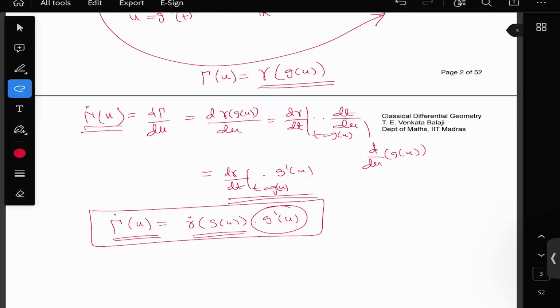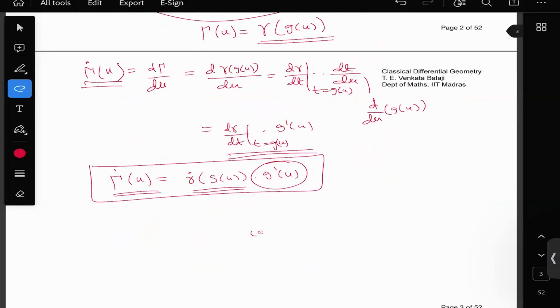See, notice, we have originally (a, b) to R2, with t going to gamma of t. Okay, then our change of variable, which is the reparameterization, was from (c, d) to (a, b), which is u going to g of u, which you called t.